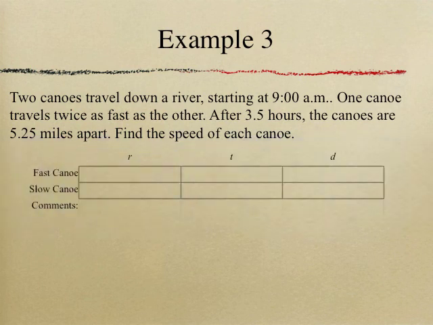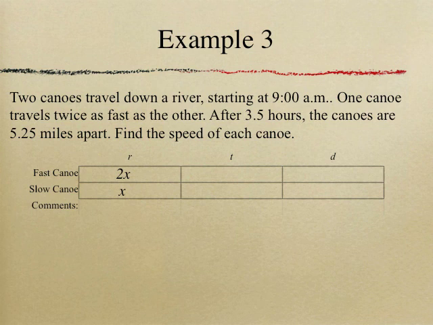First thing I want to do is put my chart up here. So I've got a fast canoe and I've got a slow canoe. What do I know about the rates of these canoes? Well, I don't know anybody's rate specifically, but it says that one canoe is twice as fast as the other. So if the slow canoe is x, the fast canoe is 2x because it's twice as fast.